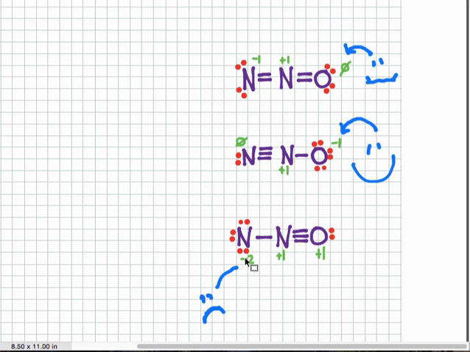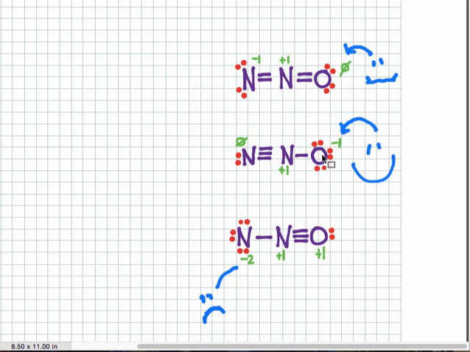Positive 1, negative 2 makes 0 overall, but this is not favored because the negative 2 formal charge is way too far away from 0, and these are far away from 0 as well. It seems like there might be no preference between this one with a 0, plus 1, minus 1, and this one with a 0, plus 1, minus 1, but actually the more electronegative atom is probably more likely to get the negative 1 or the negative formal charge.